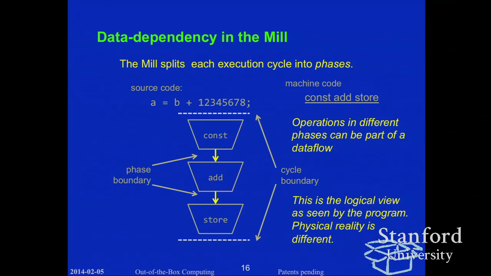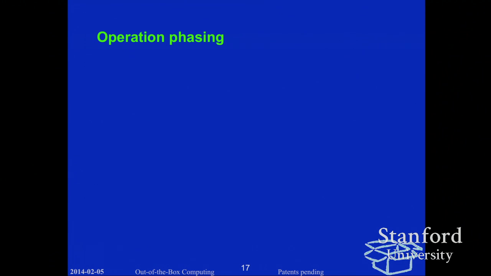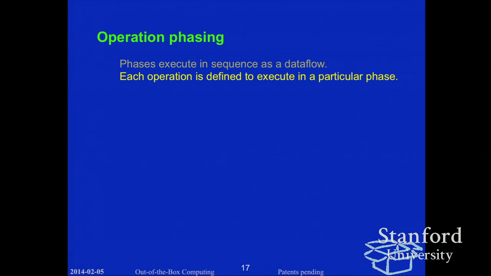Now, this is the logical view. Physical reality is different. I used to say that when I was in the 60s. But anyway, phases execute in sequence as a data flow. And each operation in the instruction set of the machine is associated by definition to one particular phase. Each operation can have as its input results from a prior phase.